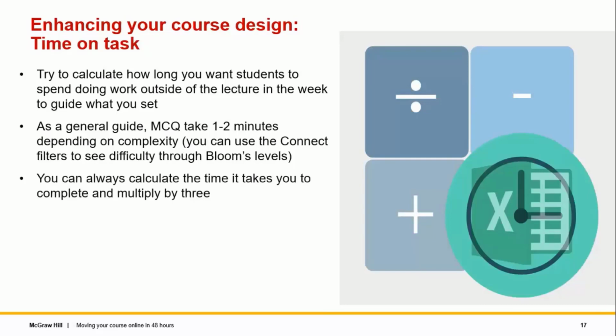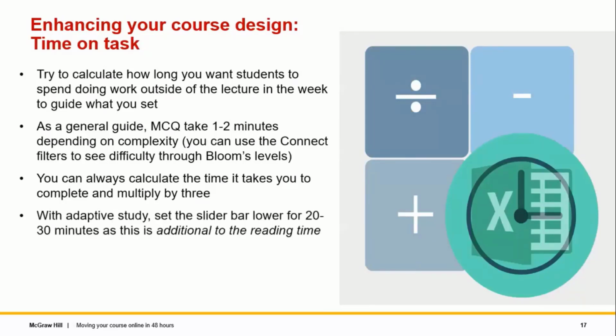You can always calculate, if you don't know how long it would take to do something, by timing yourself and multiplying by 3. With adaptive study, the SmartBook, try to set that slider bar a little bit lower, because we need to remember that there is reading time in addition to the question time, which is the only thing that's calculated on the slider bar. So we want to keep that an engaging resource for students to use, and know that you will still get excellent coverage from the questions, even at a lower time limit.